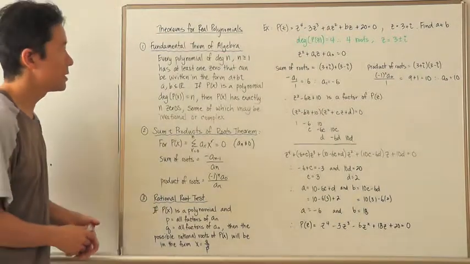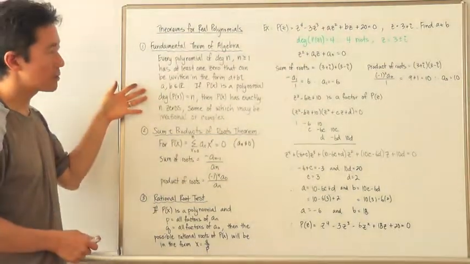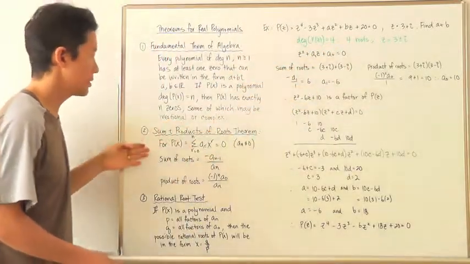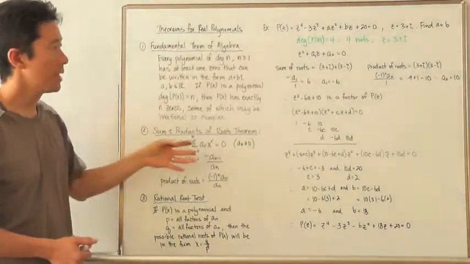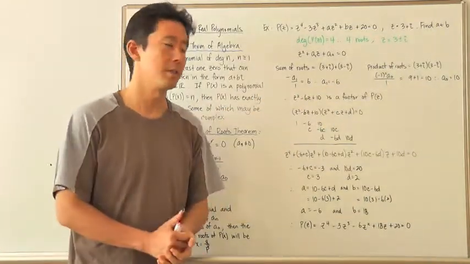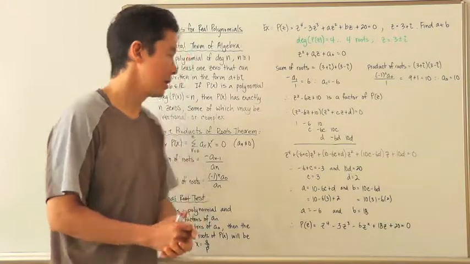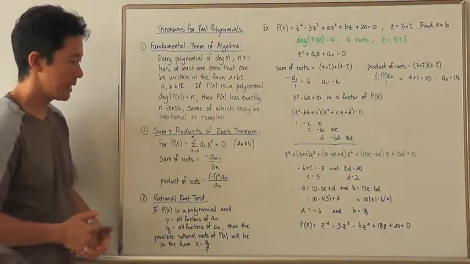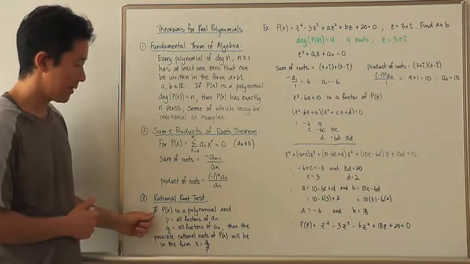So notice what we've done is we've used the fundamental theorem of algebra to determine how many roots we have. And I've also used the sum and product of roots theorem to determine what one of those factors, the quadratic factor, looks like. Okay, now we haven't done anything with the rational root test yet. And we'll take a look at that right now.